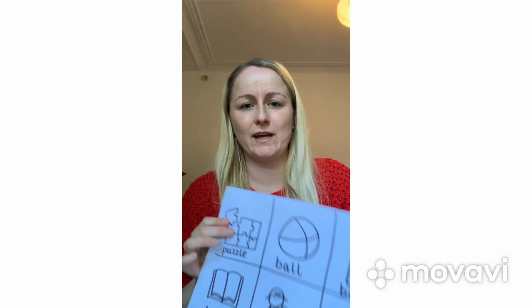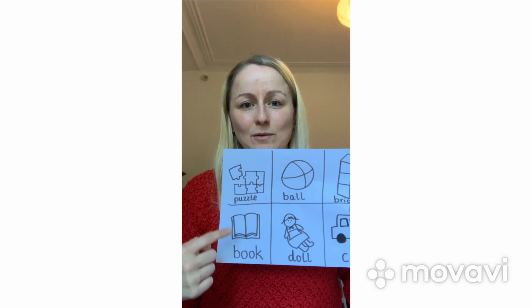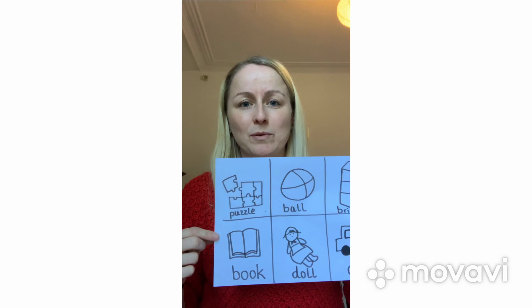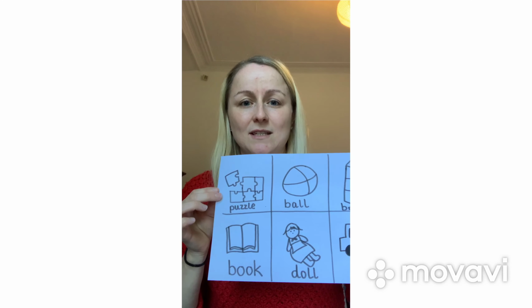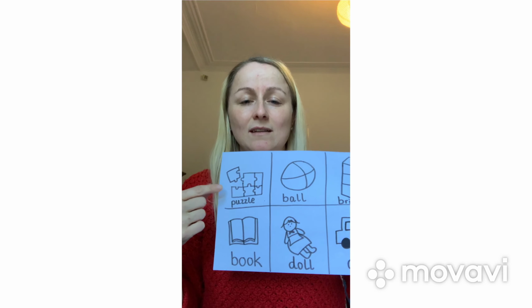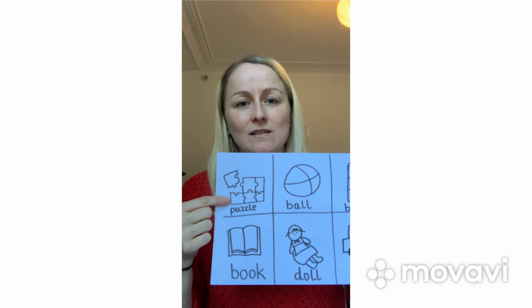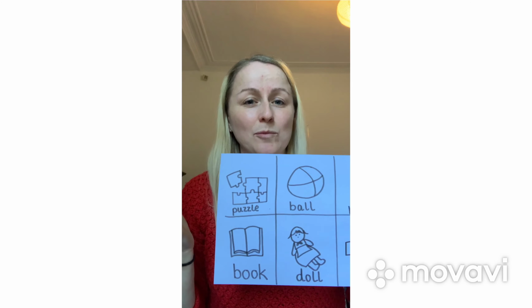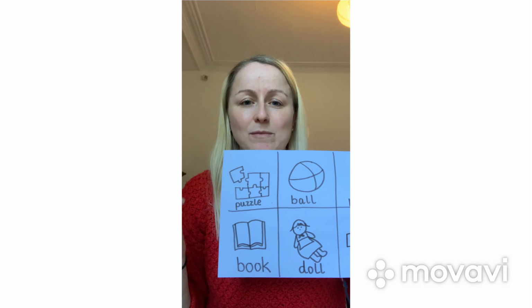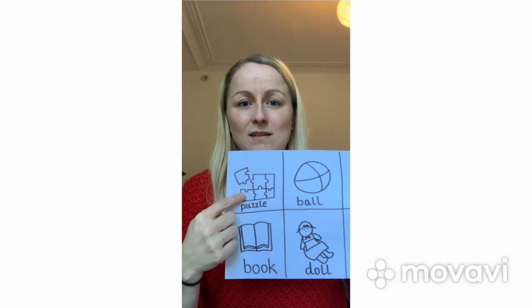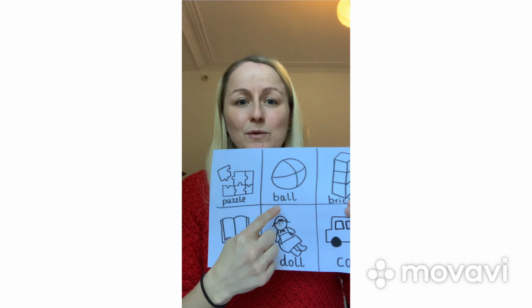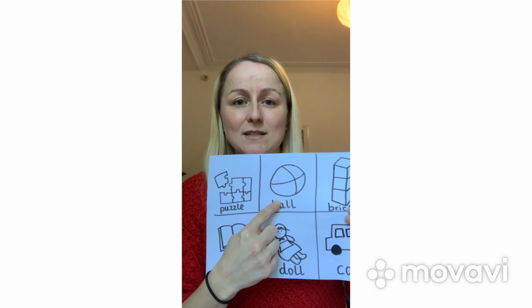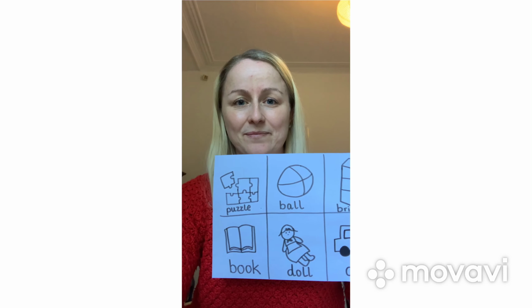So when you're modelling the spoken word as well, don't forget to model actually pointing to the words, because if we want them to point to communicate, so if they don't have the speech there or they don't have the signs, we're going to need them to point. So they need you to model that lots and lots of times, just like when we learn words, we need to hear them lots and lots of times. If we're going to use pointing as a method of communicating, we need to see other people doing it. So make sure you always point when you're using that word as well to show them how to do it.